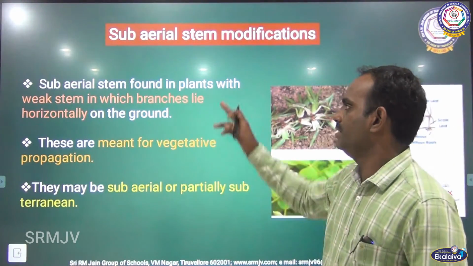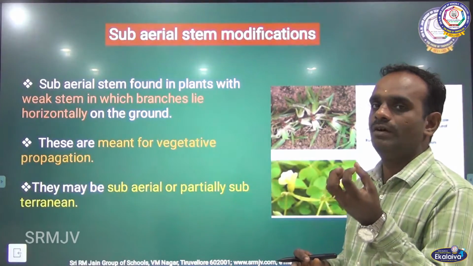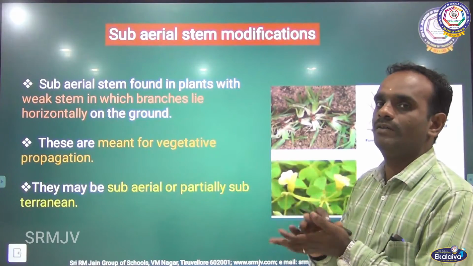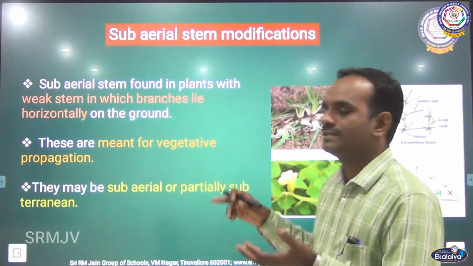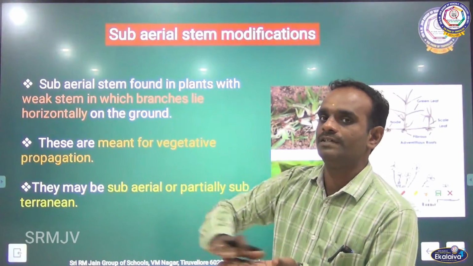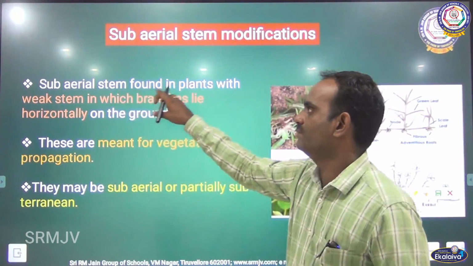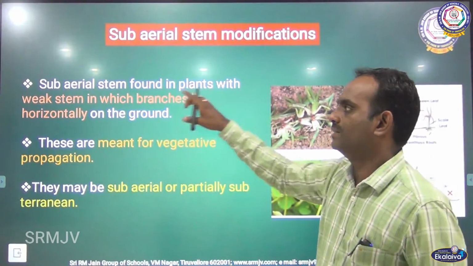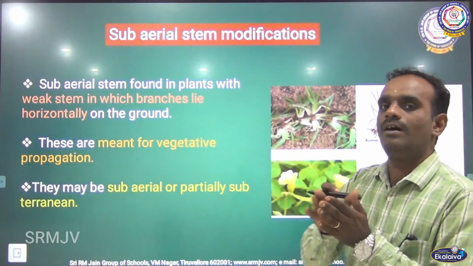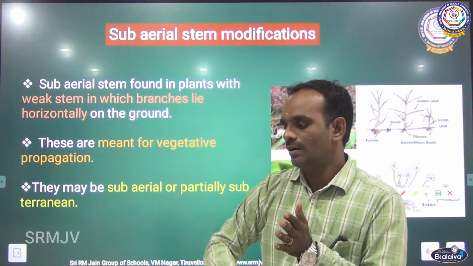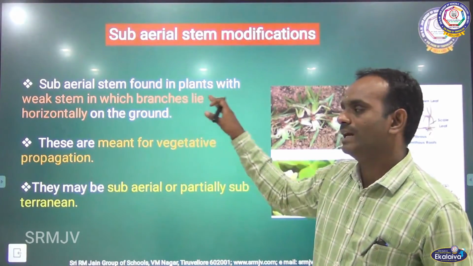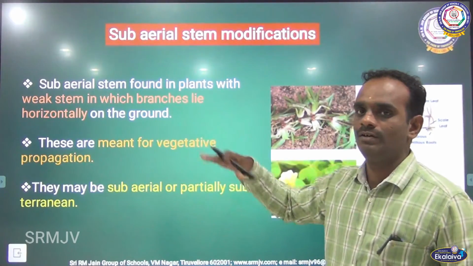Subaerial stem is found in plants with weak stems. So all the plants having the subaerial stem are weak. The stems are weak, in which branches lie horizontally. They grow on the surface of the ground. All the branches grow above the ground level, horizontally, not erect.